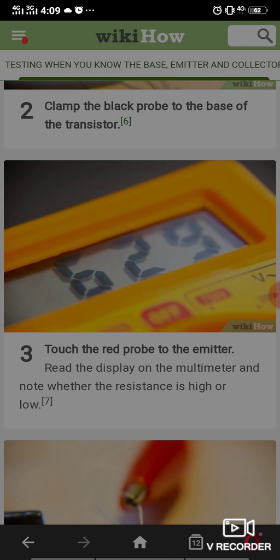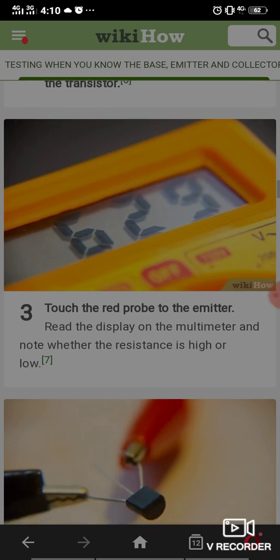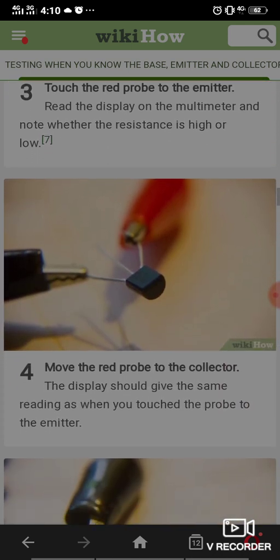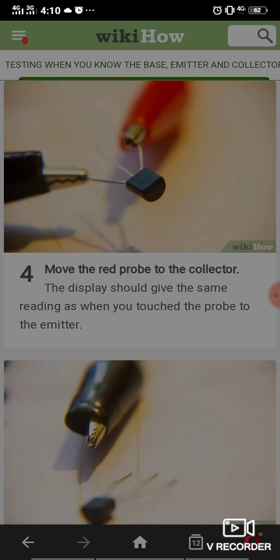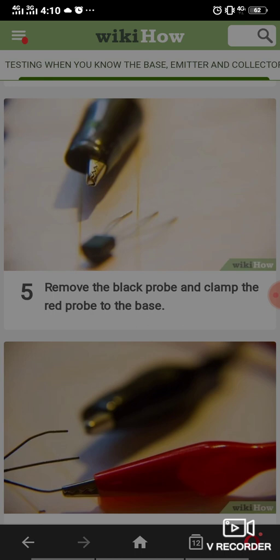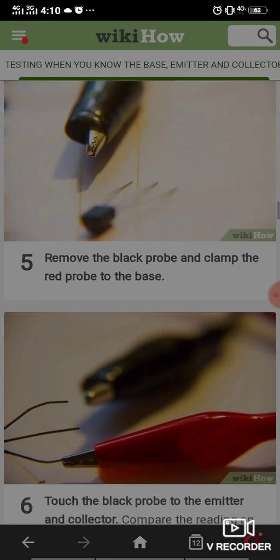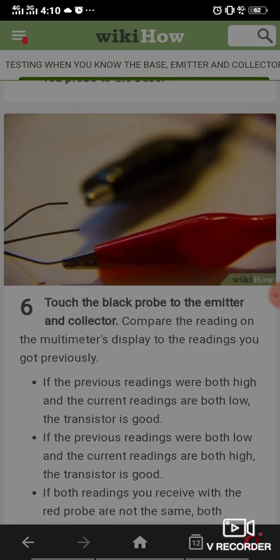Note on the multimeter display whether the resistance is high or low. Move the red probe to the collector. The display should show the same reading as when you touched the probe to the emitter. Remove the black probe and clamp the red probe to the base. Touch the black probe to the emitter and collector. Compare the readings on the multimeter display to the readings you got previously.